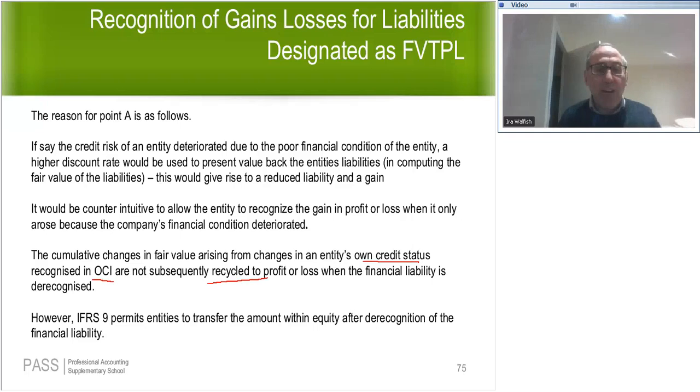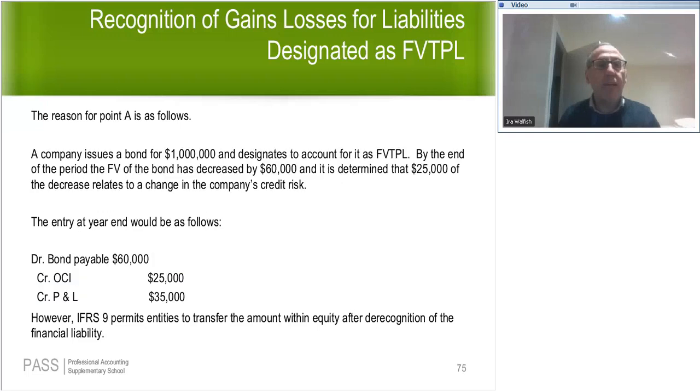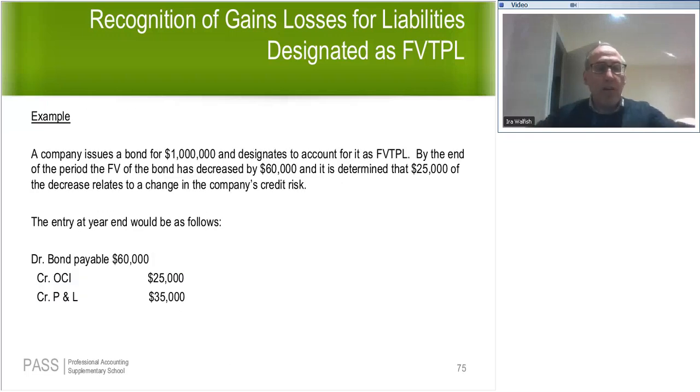Here's an example of where you're using FVTPL for a bond and where the credit status changes. A company issues a bond for $1 million and designates to account for it as FVTPL. By the end of the period, the fair value of the bond has decreased by $60K, and it's determined that part of the decrease may have to do with interest rates in the marketplace changing, but part of it is due to the fact that the company's credit risk has increased. The company has become a riskier investment.